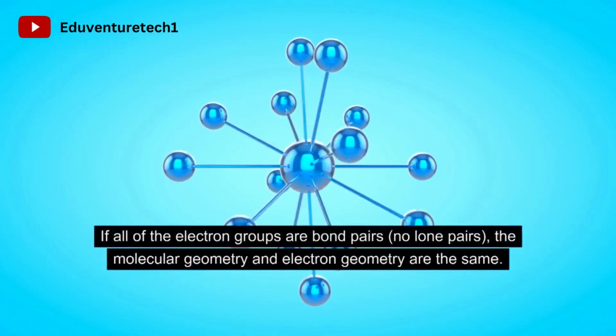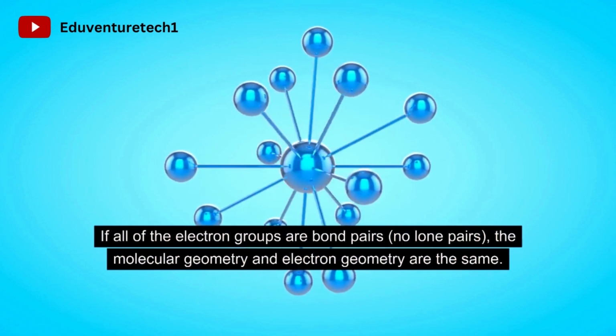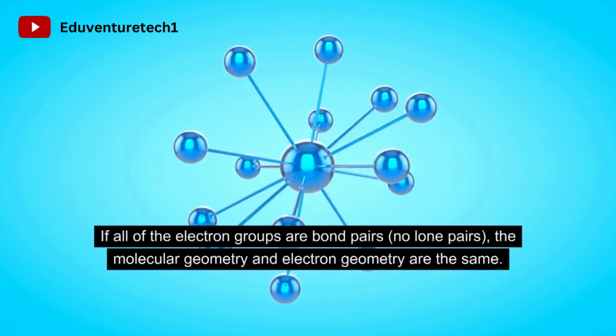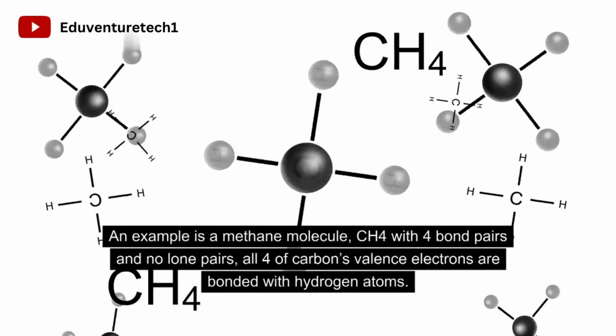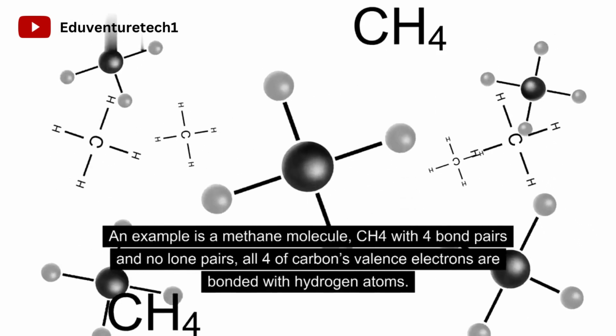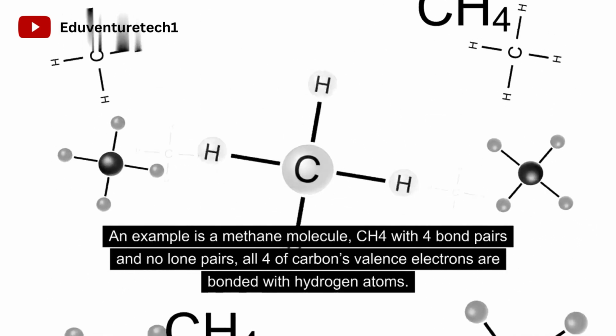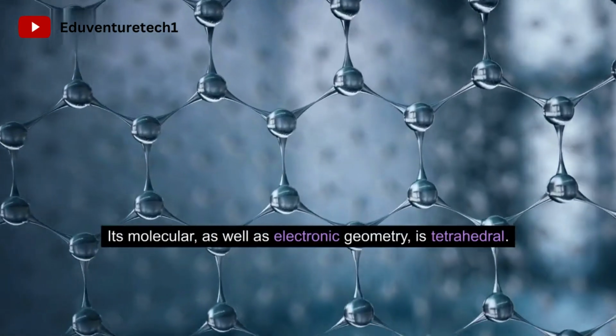If all of the electron groups are bond pairs, with no lone pairs, the molecular geometry and electron geometry are the same. An example is a methane molecule, CH4, with 4 bond pairs and no lone pairs. All 4 of carbon's valence electrons are bonded with hydrogen atoms. Its molecular, as well as electronic geometry, is tetrahedral.